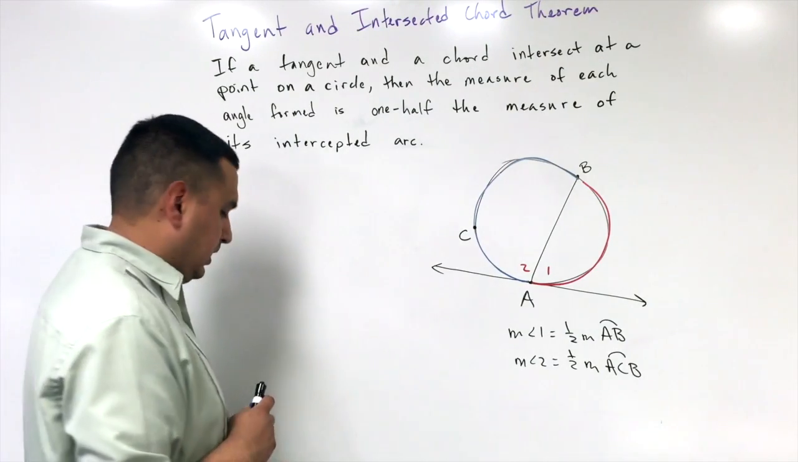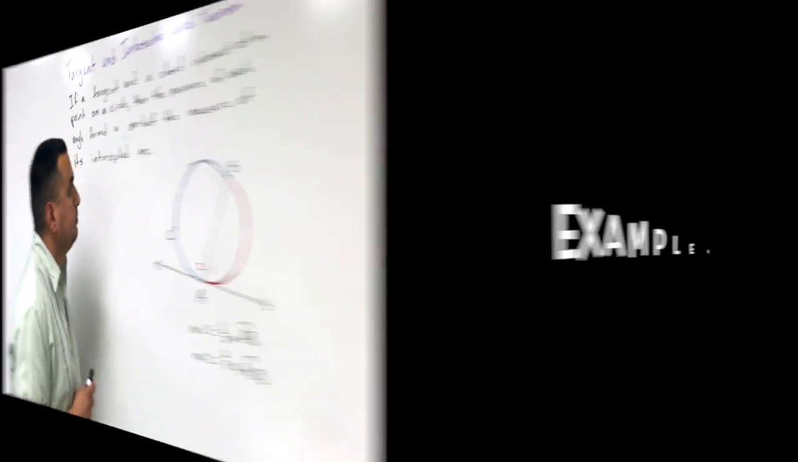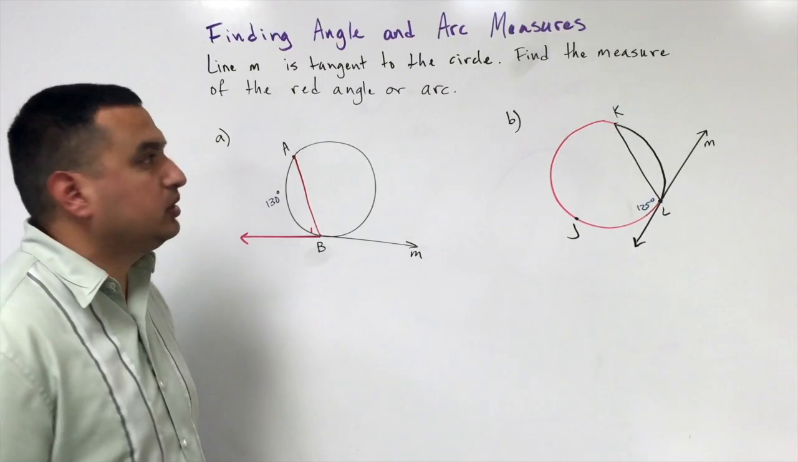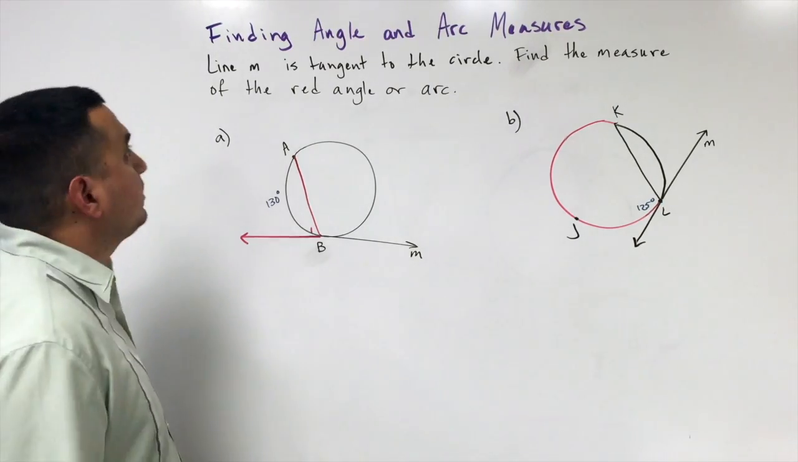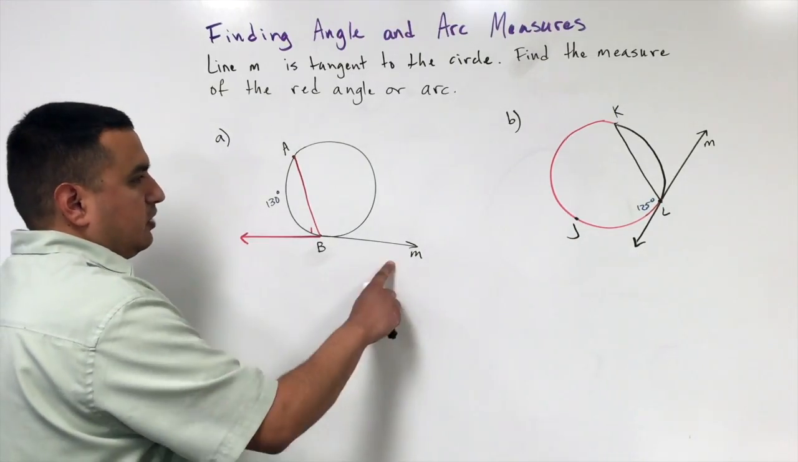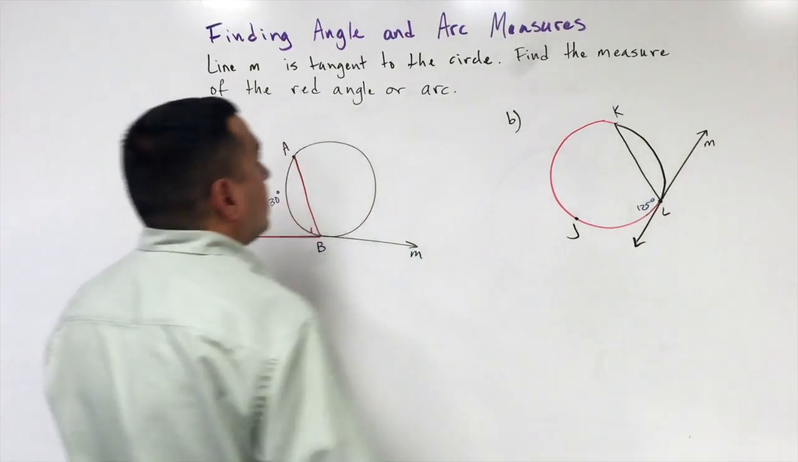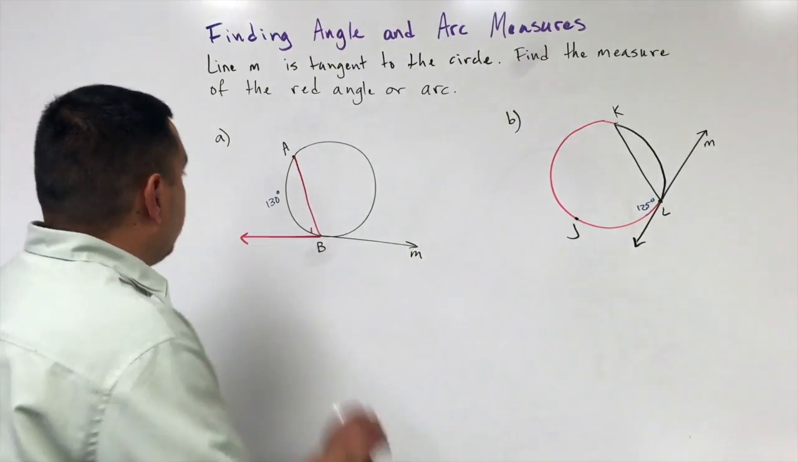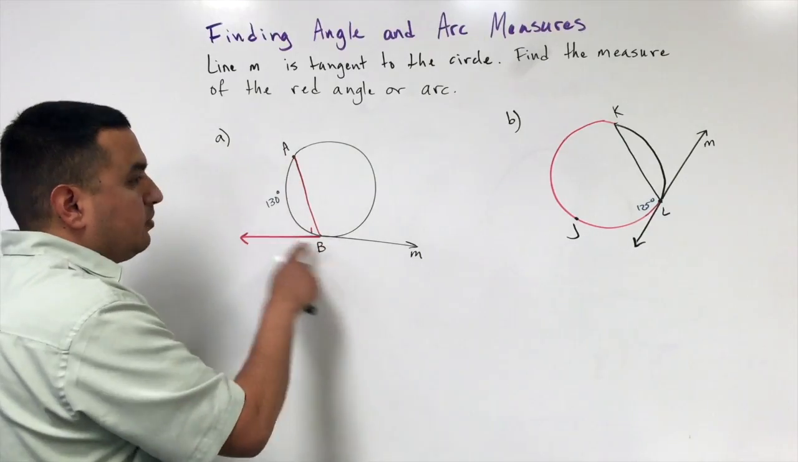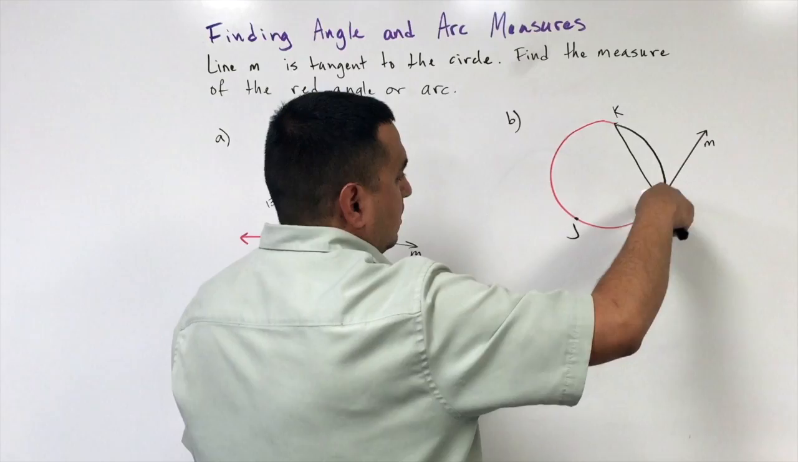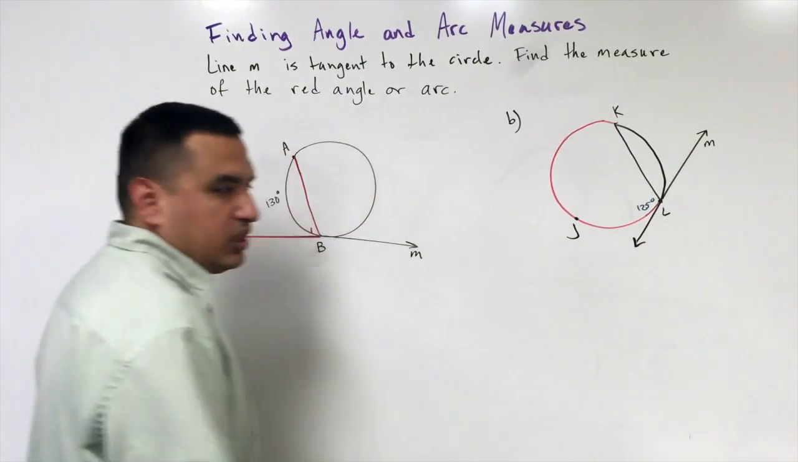All right, let's look at what that looks like in an example. So we have these examples to look at. The given information says that line M is tangent to the circle. So this is tangent here, and this is tangent here. And we want to find the measure of either the red angle or the red arc. For example A, I'm going to look at this angle 1. And for example B, I'm going to look at this arc here, arc LJK.